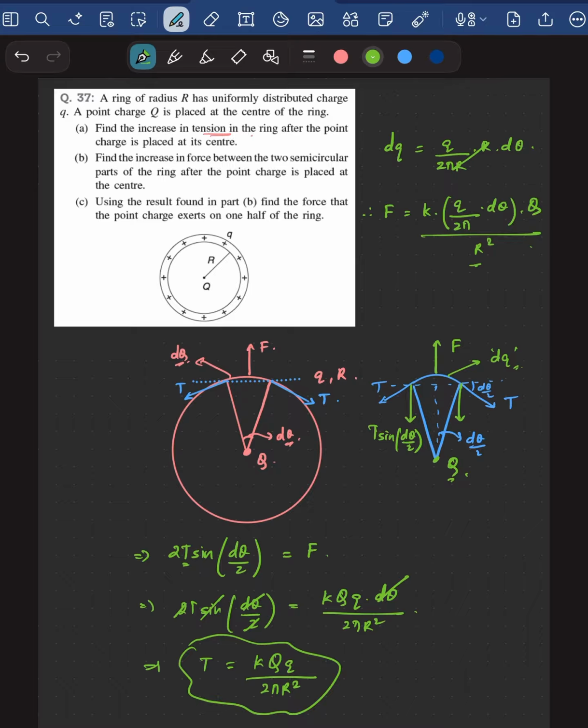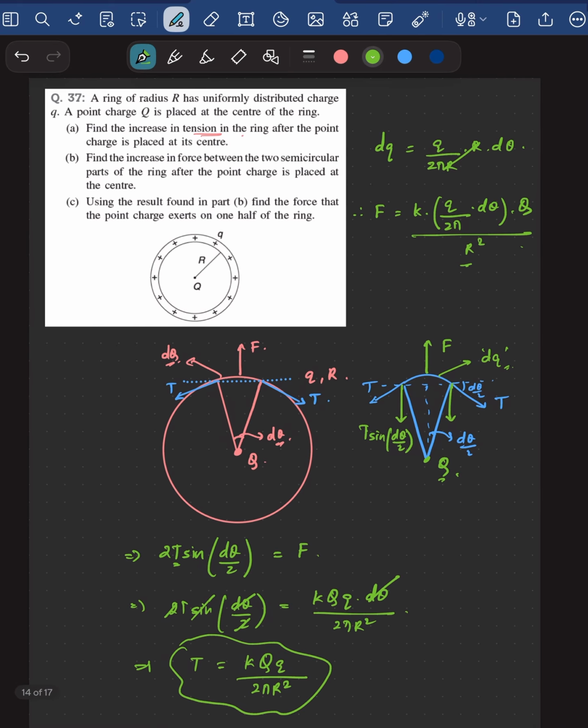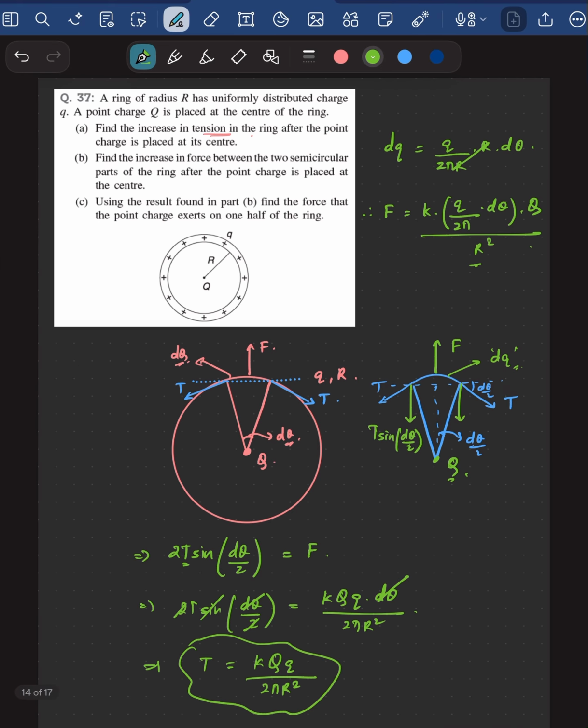So you dealt with the first question, a pretty standard question. Hopefully this question made sense. Now let's deal with the other part. In the other part, we need to find out what will be the increase in the force between the two semicircular parts of the ring after the point charge is placed at the center, right? So here we need to draw a free body diagram of each portion of the ring. So let me draw a free body diagram of half portion of this ring.